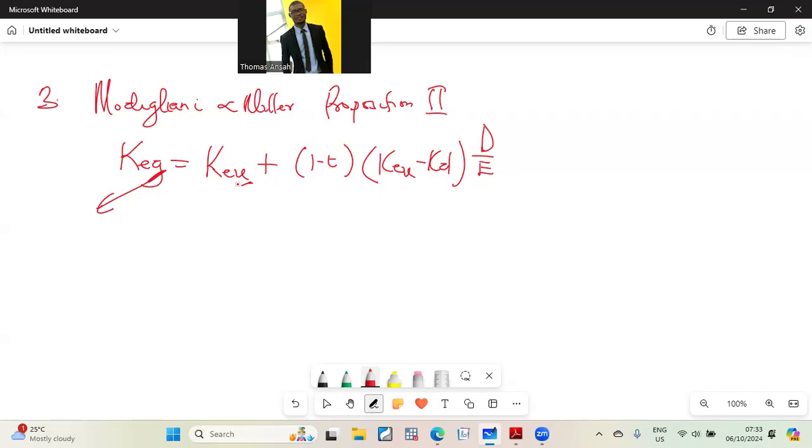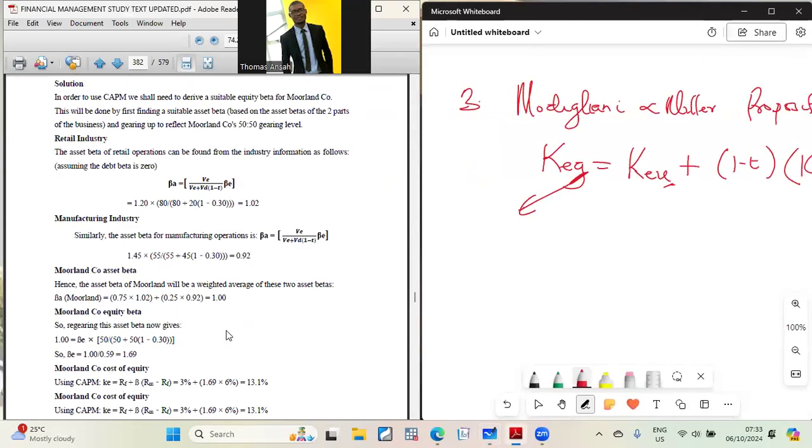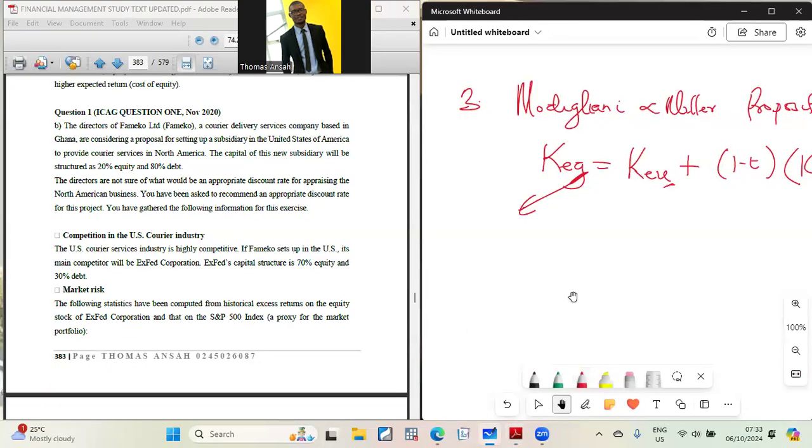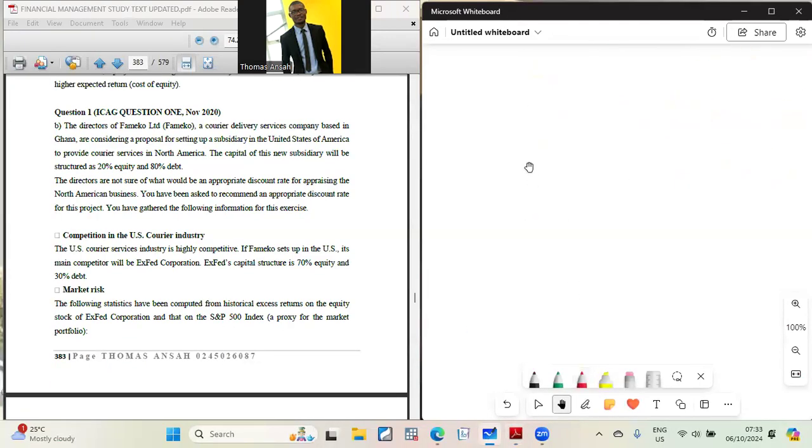So let's wrap up our class with this past question, the cost of equity. There is a past question, the November 2022. Let's wrap up the class with that.